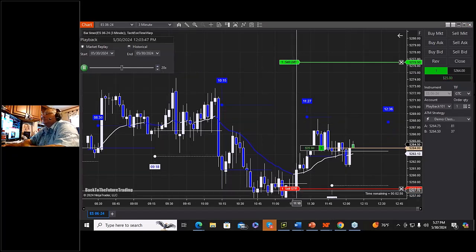Let's go 20 times speed because I'm going to hold it from here until the end of the zone. Either it's going to hit target. Maybe I should trade this way, guys. I'm teasing.